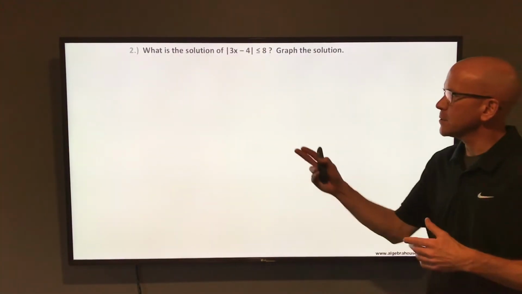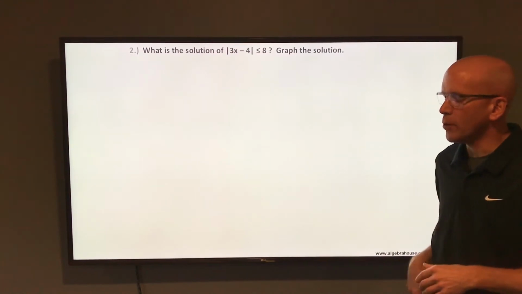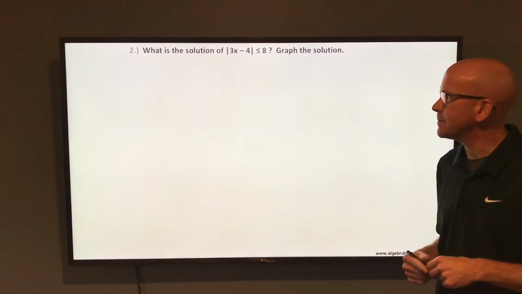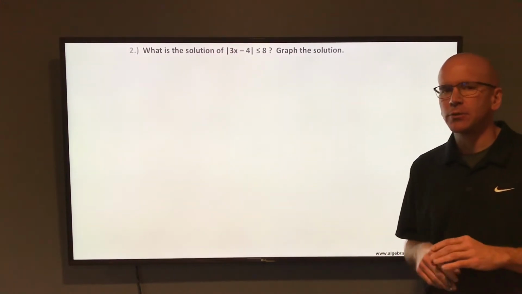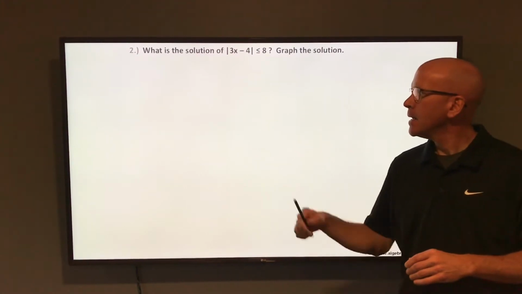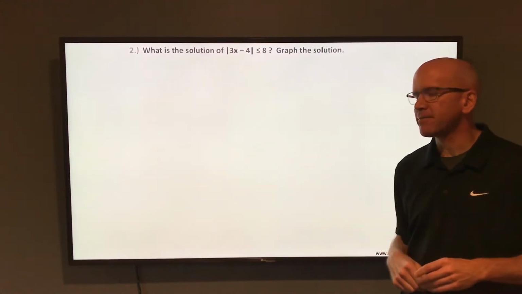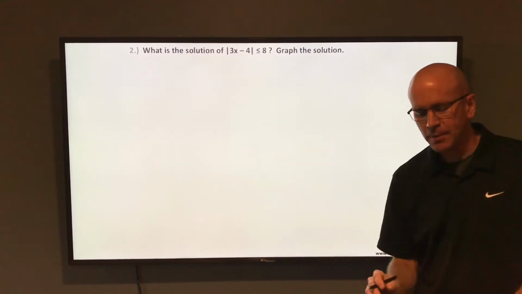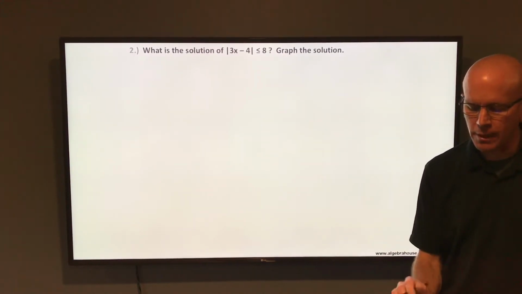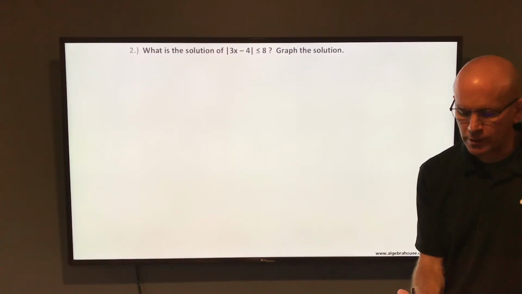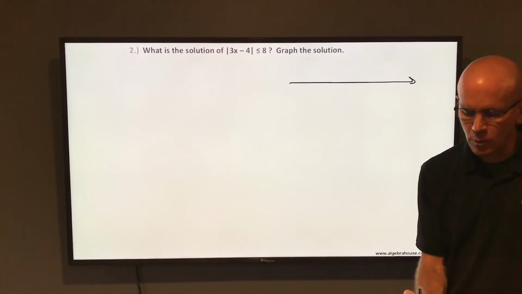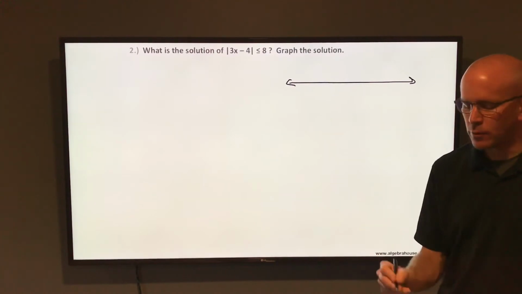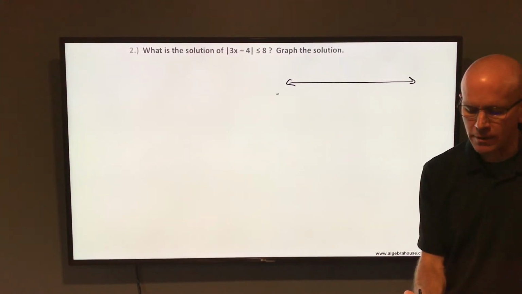It says, what is the solution of the absolute value of 3x minus 4 is less than or equal to 8? Well, think about what that means in terms of distance away from 0. It's saying the distance that 3x minus 4 is away from 0 is less than or equal to 8. It does help to draw these out on a number line so that you get a visual on what's going on. If the distance away from 0 is less than or equal to 8, there are two numbers that are 8 away from 0.